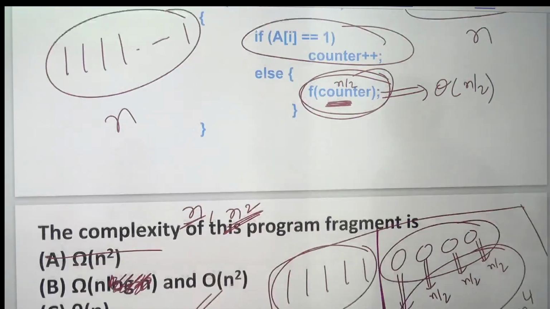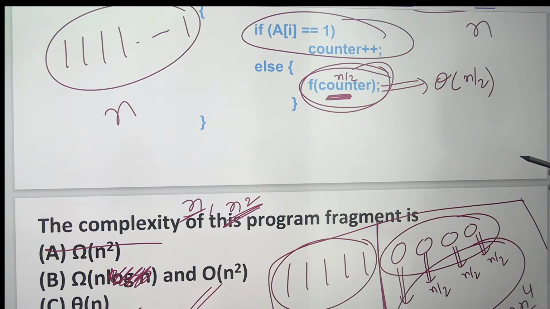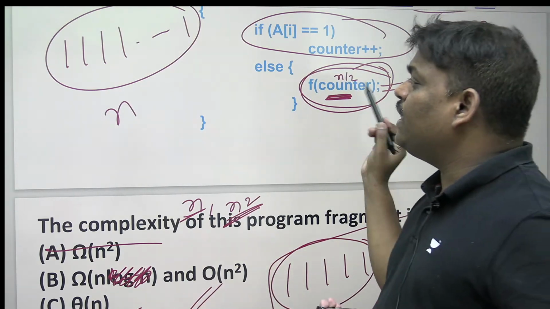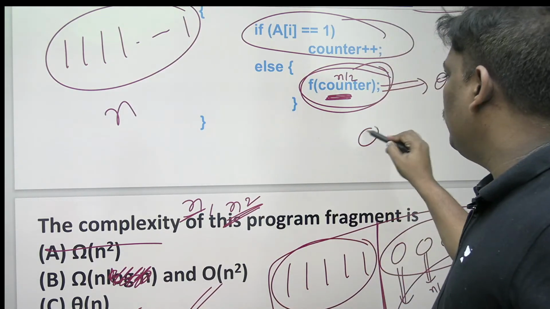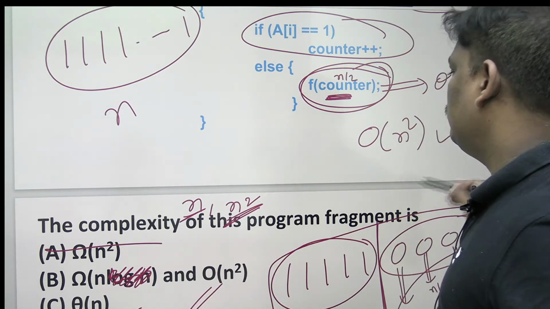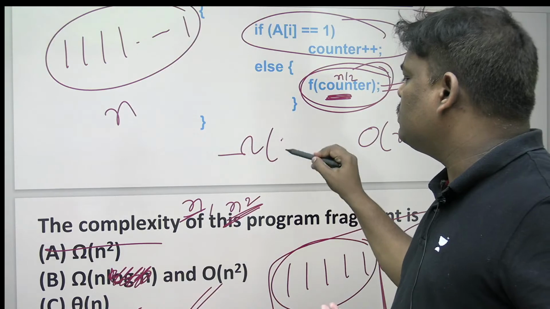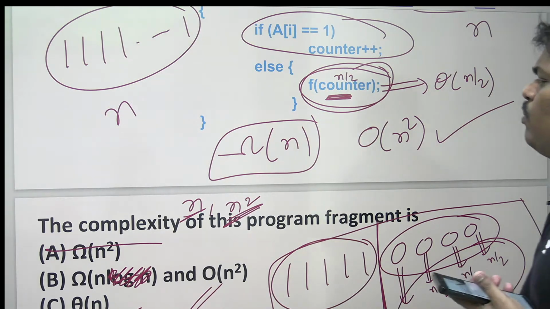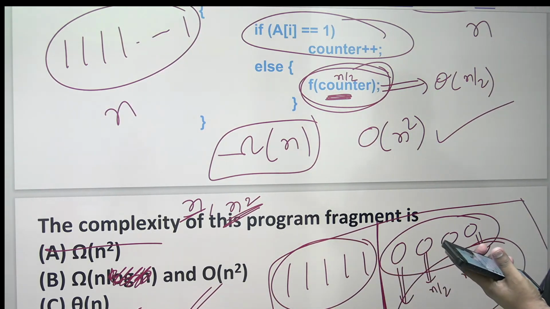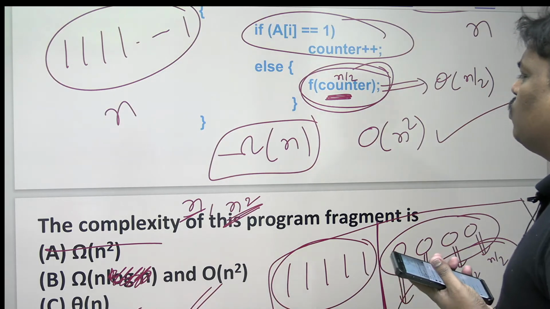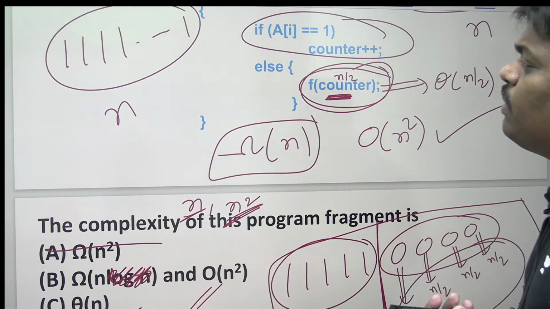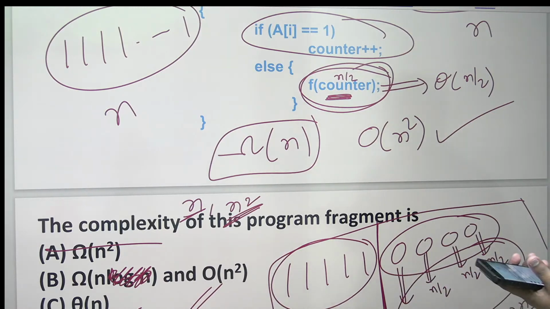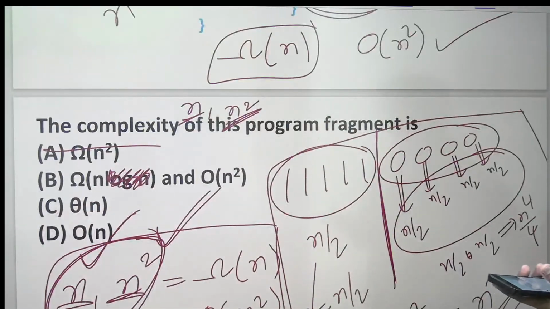So this program cannot go more than n square and cannot go less than n. Upper bound: it cannot go more than this. Lower bound: it cannot go less than this. Omega for lower bound, big O for upper bound. If you want to write a lower bound, write omega. If you want to write an upper bound, write big O. Big O is an upper bound. Omega is a lower bound.